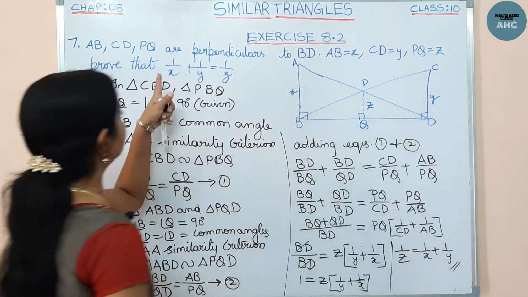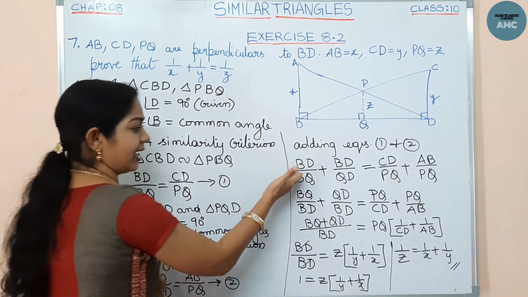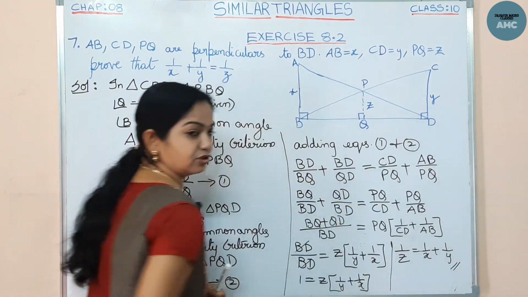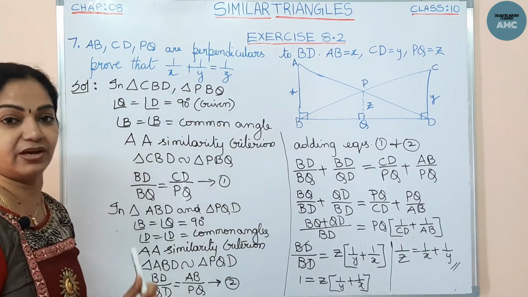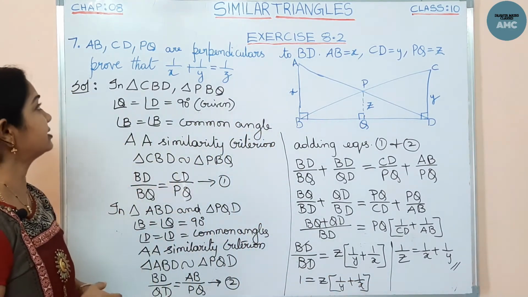Now see here, 1 by X plus 1 by Y is equal to 1 by Z. Here simply I have reversed all the numerators to the denominators. Both the sides we have to reverse this. Hence proved, right? Pause the video and note it down. Let's see the next problem.